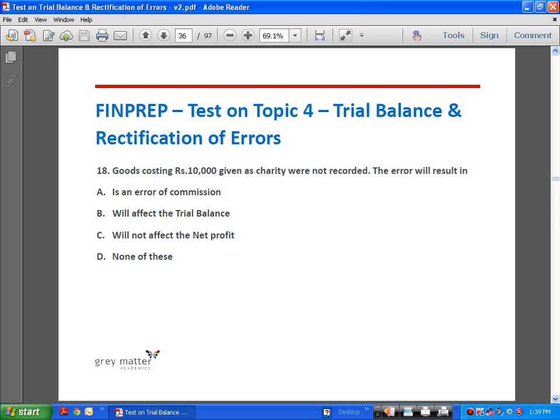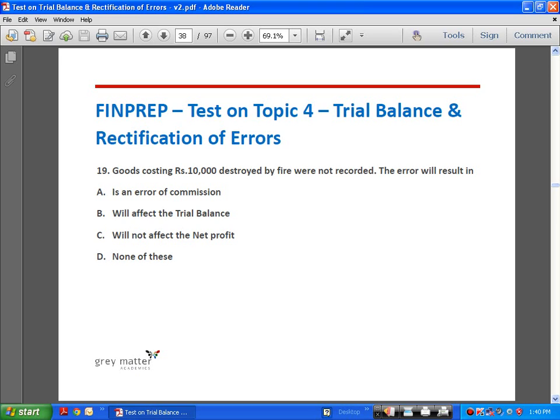Goods costing 10,000 rupees given as charity were not recorded. This is an error of omission. B, will affect the trial balance? No, it will not affect the trial balance. Will not affect the net profit? No, it will affect the net profit. And so the answer is D, none of the above.